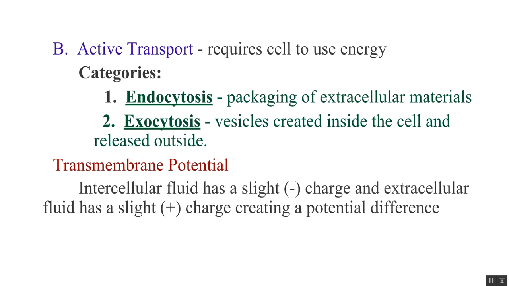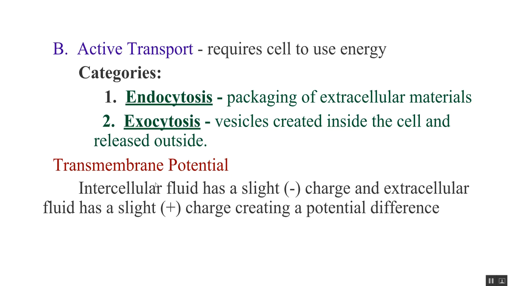All right, active transport. So again, passive, no energy. Active requires the cell to use energy. It's usually going to be ATP. There's two categories. We have endocytosis. Endo means in, cyto means cell, so it's the packaging of extracellular materials. It's bringing stuff into the cell. And then we have exocytosis. Those are vesicles created inside the cell and released outside. Exo, exit, exiting the cell.